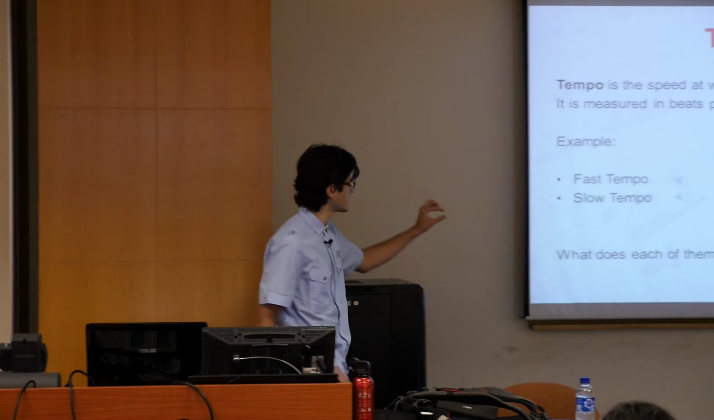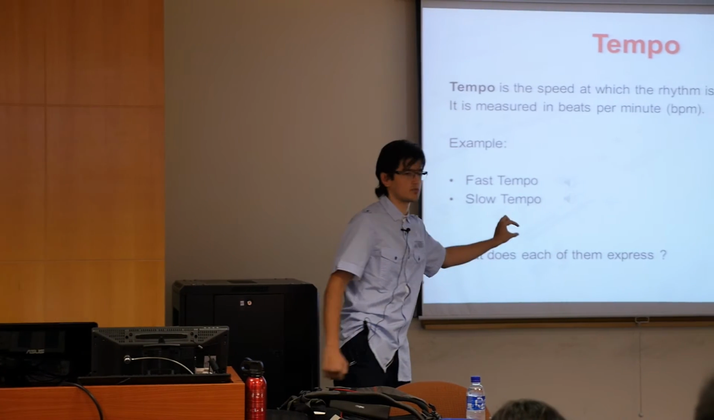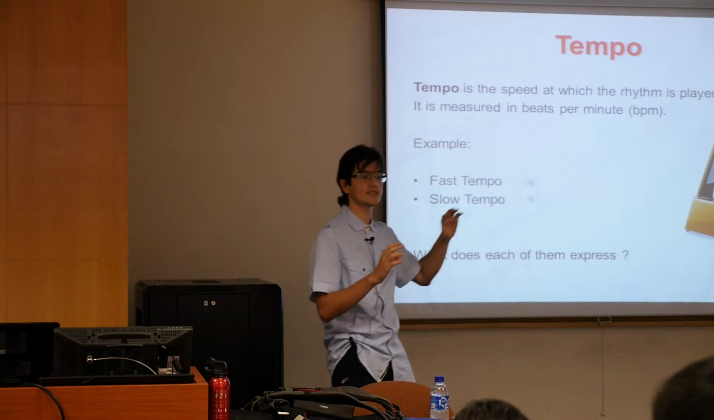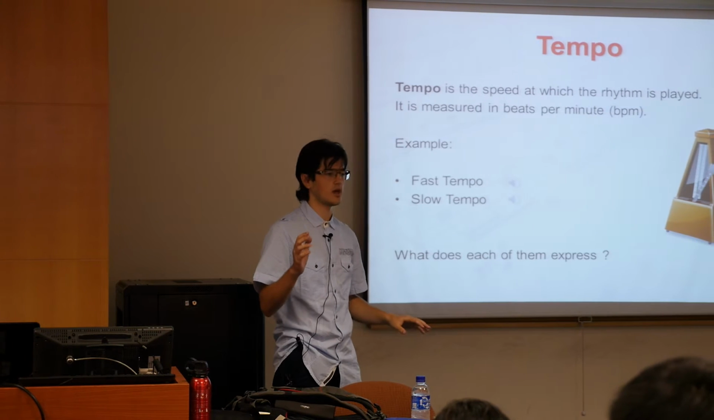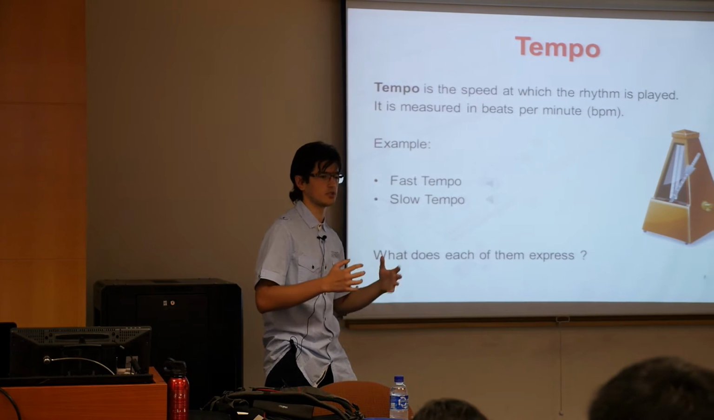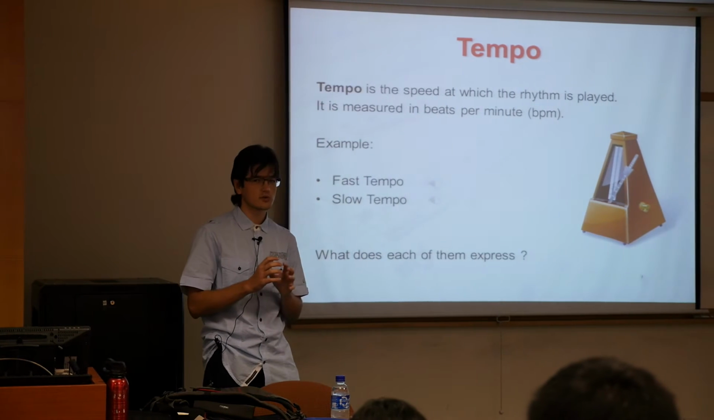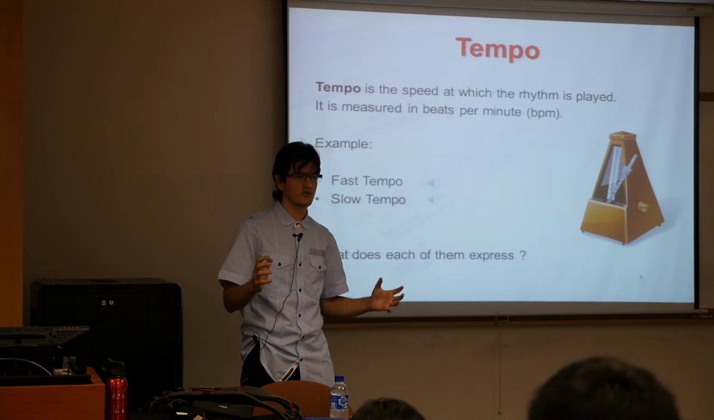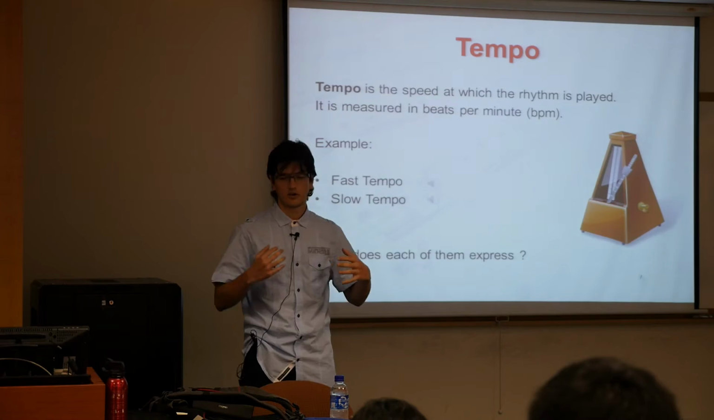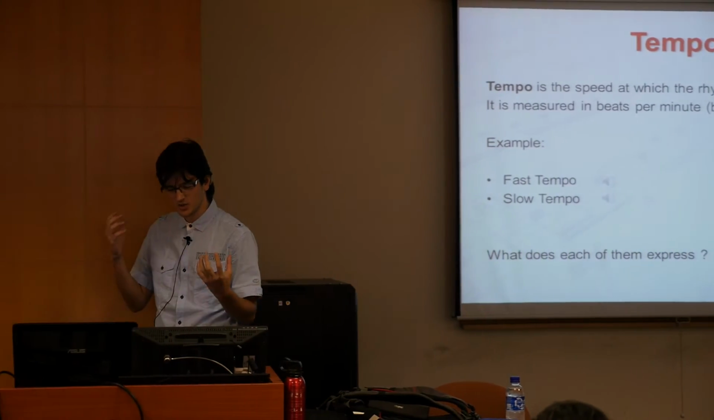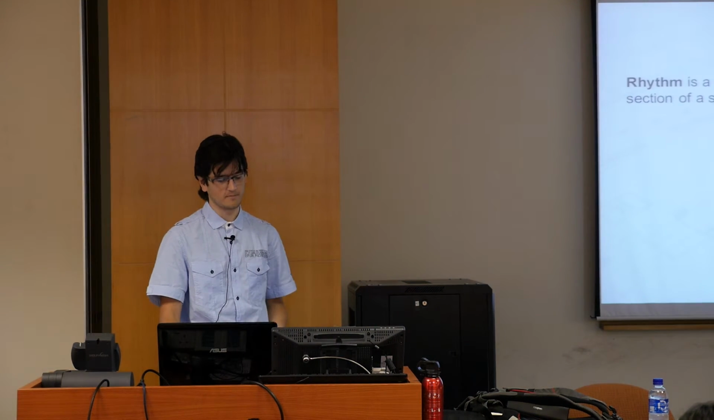Now, I put this little question there. What does each of them express? Mainly, what can we use fast tempos for and slow tempos? We can use fast tempos for energetic music, for music that gets us motivated, and we can use slow tempos for relaxing, for a thoughtful story, right? For some a sad story. So let's keep that in mind and then talk about rhythm.